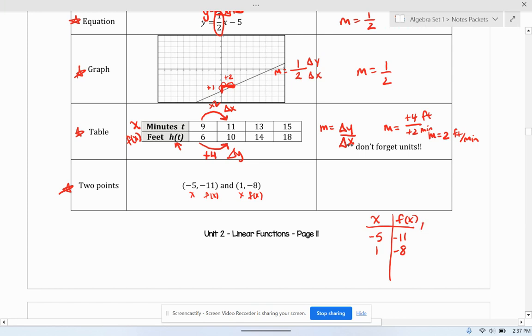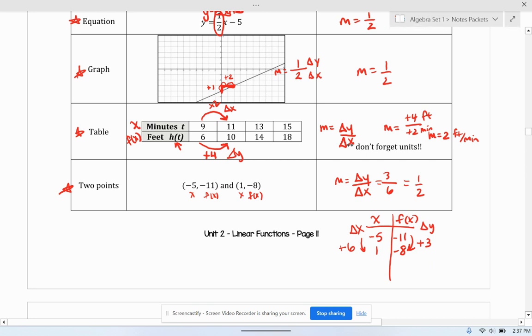And then I find the change in y. How do I get from negative 11 to negative 8? I'm going to add 3. Change in x. How do I get from negative 5 to 1? I add 6. Slope is equal to the change in y over the change in x. You're going to put your 3 over your 6. And we have a slope of 1/2.